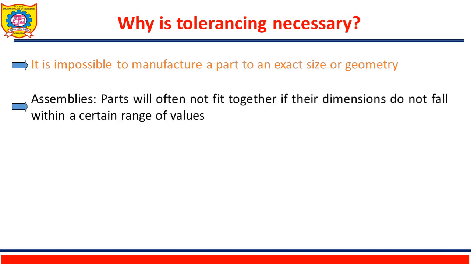Let us move further. Assemblies. Parts will often not fit together if the dimensions do not fall within a certain range of values. So from the assembly point of view, there must be some amount of tolerance given, means some amount of variation in the sizes, but variations beyond those dimensions should not be allowed.